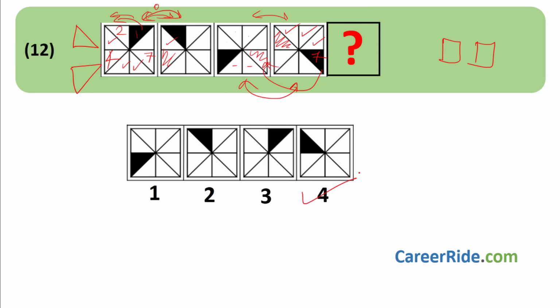Yes, we have option 4. So this is the answer. See how actually it is very, very easy. For logic, it sometimes happens that it clicks very quickly and immediately you can find the answer, but sometimes you are not able to quickly judge what exactly is going on.